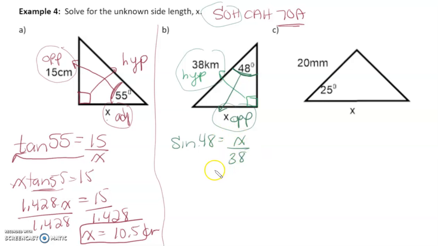Now, this one's a little easier because all we have to do is cross multiply this 38 up, and we can put this 38 sine 48 into our calculator. Okay, it's already isolated for us. So we get 28.2. And that's going to be measured in kilometers.